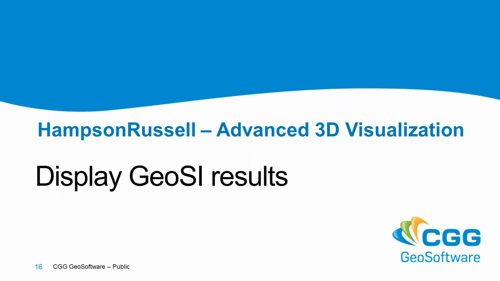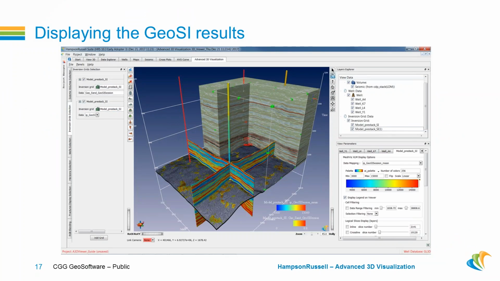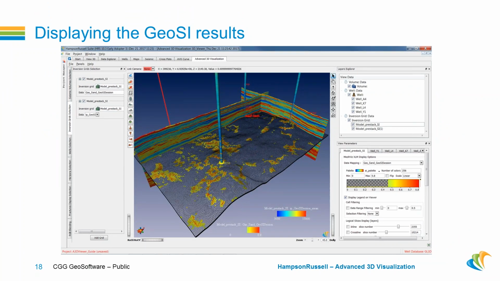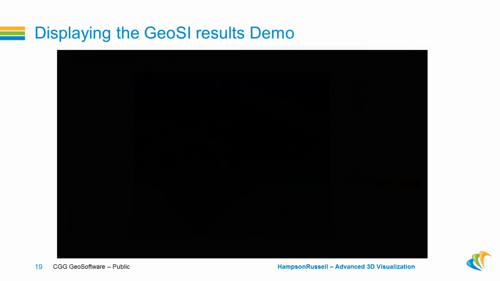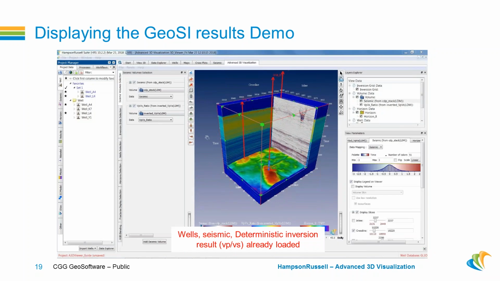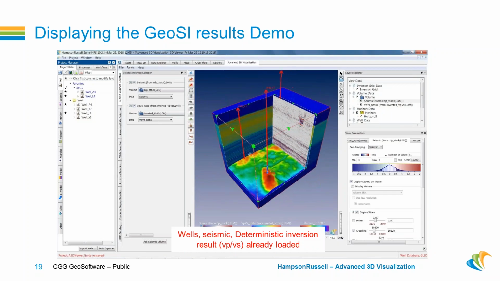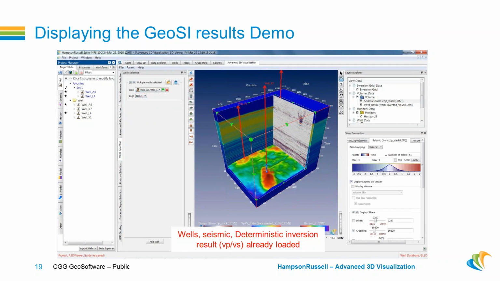Next step is displaying the GeoSI results, which are detailed, and they follow the stratigraphic gridding, which has been used for GeoSI analysis. You can also, again, apply the transparency to make it at your desired display, at your desired data range. For this case, I am using the 3D advanced volume, advanced visualization. I have imported the wells and the seismic deterministic inversion, which is the APPS results.